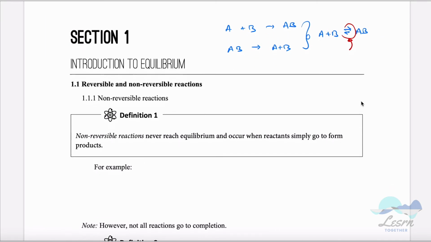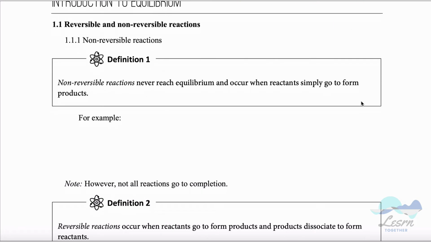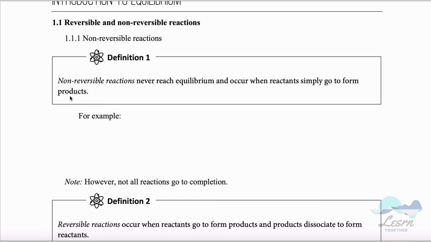Now, let's take a step back and talk about what non-reversible reactions are, right? By definition, non-reversible reactions are essentially reactions that never reach equilibrium, meaning you go from your reactants and you just form products and that's it. Actually, this is not necessarily true. We'll talk about this later on in this section, but pretty much all reactions are reversible given the right conditions. It's just that sometimes in real life it's really hard to get those conditions, so we just call them non-reversible.